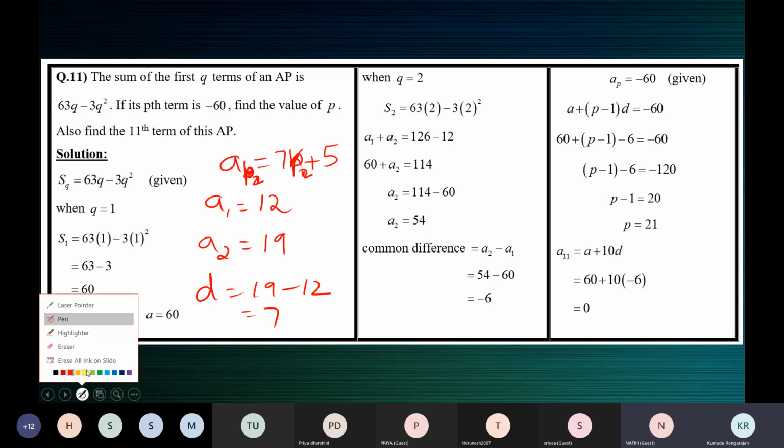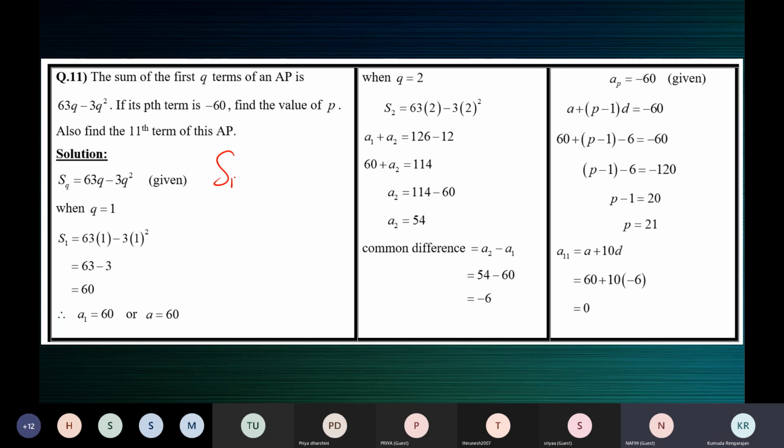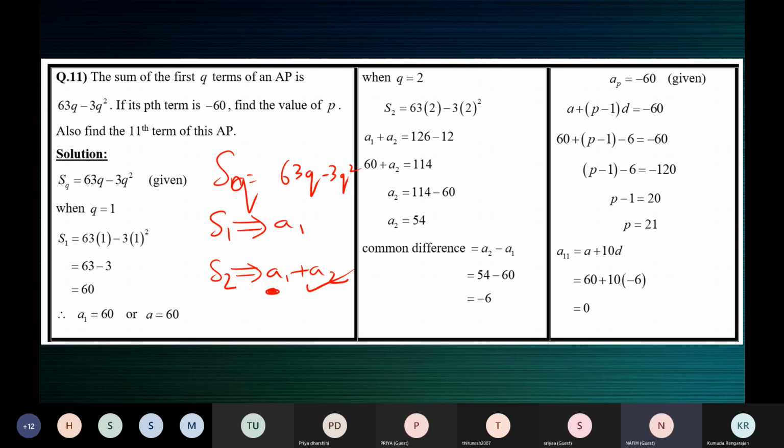When Sn is given, here Sq is equal to 63q minus 3q square. You will be finding S1 and S2. S1 is straight away a1, but S2 is a1 plus a2. So substitute the value of a1 and find a2.